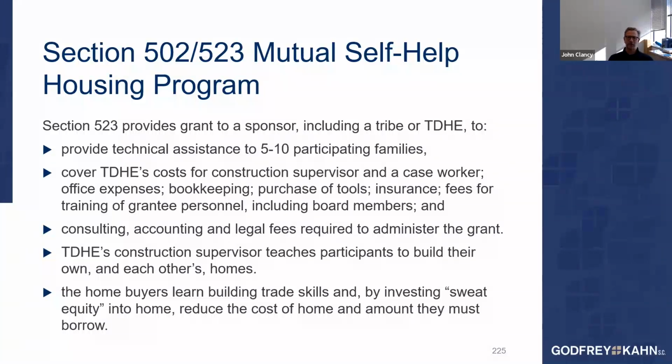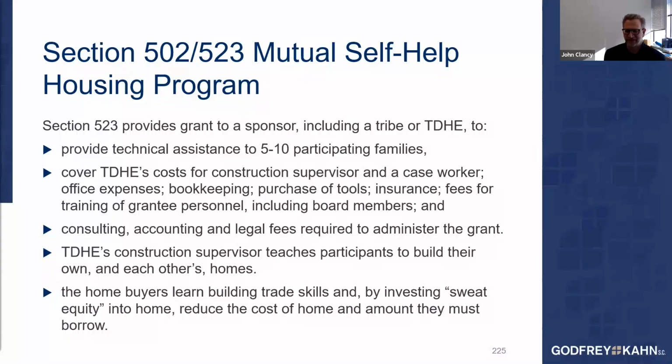The second one, the 502 program, which is more focused on lower income folks, and where there's both a direct program and a loan guarantee program, but there's rate subsidies and the ability to get basically the down payment issue taken care of with 100% payment on the home and 100% loan. The final program is the 502-523 mutual self-help housing program.